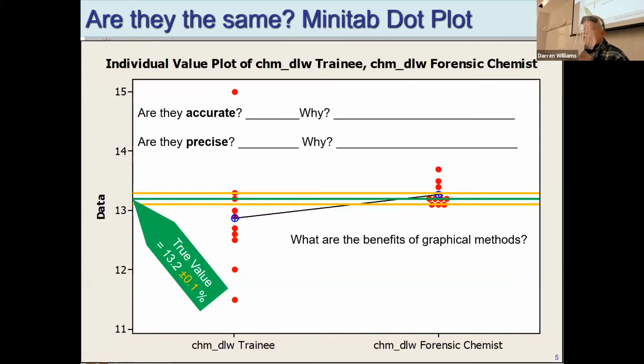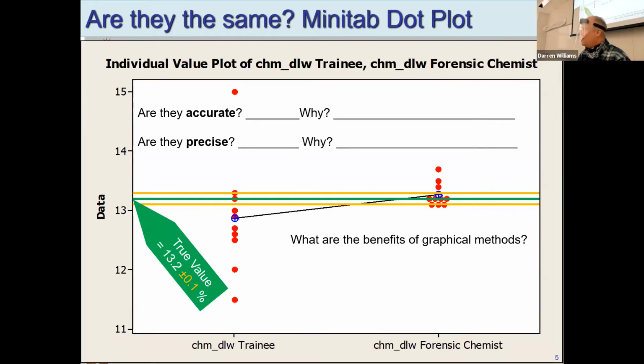And so again, we have the three questions. Are they the same? Are they accurate? Are they precise? And I've got some blanks here that you can fill out. So let's handle those questions separately. So the very top question, are they the same? Can we look at these dot plots and see if they're the same? Or would it depend upon who I gave the data to, or the samples to?